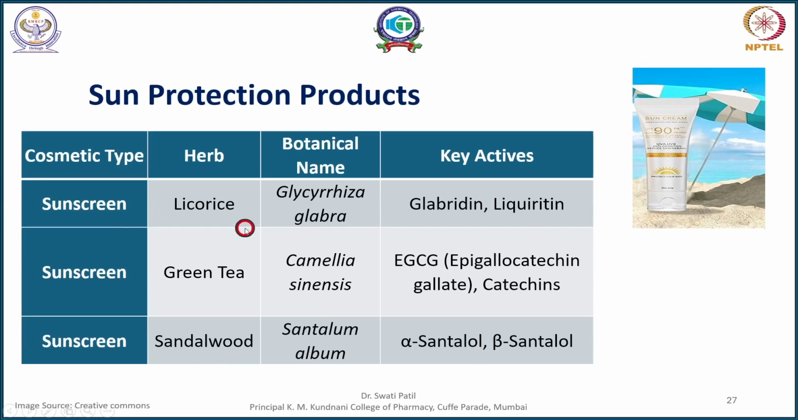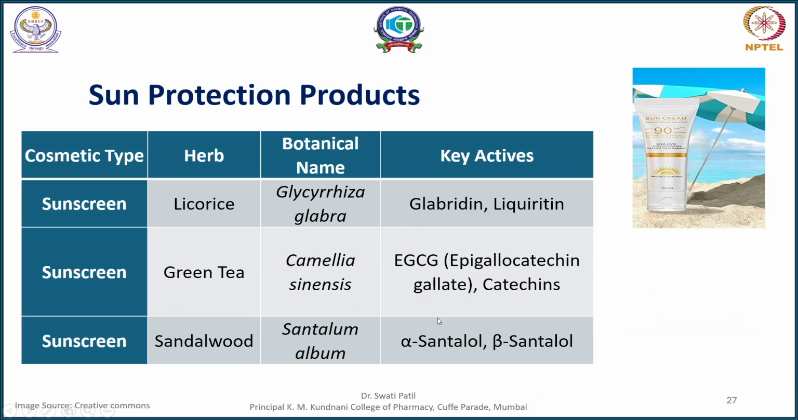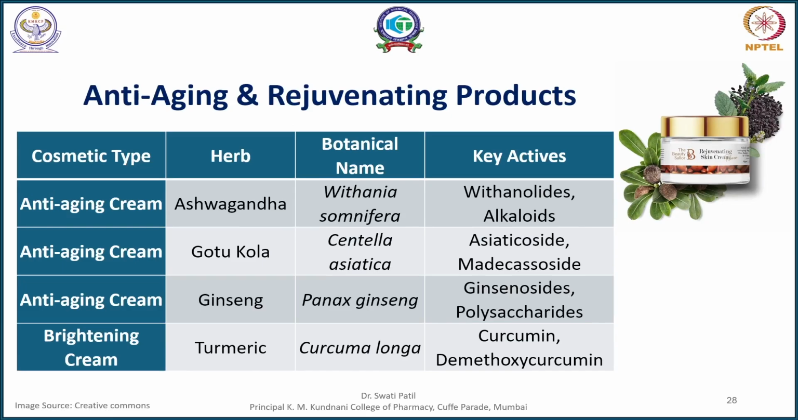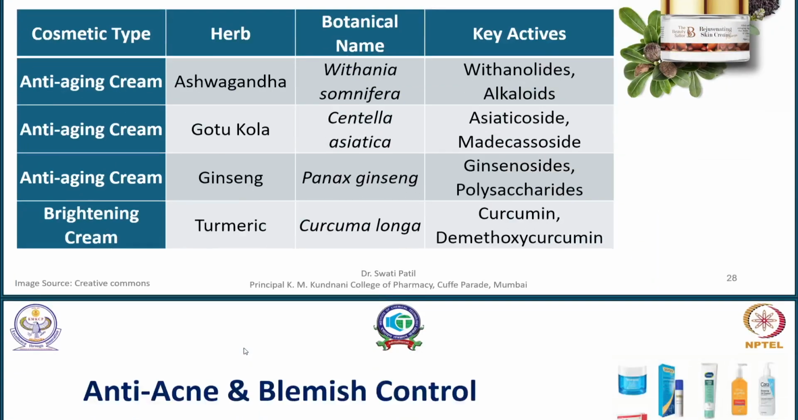The sun protection products use licorice, which has licochalcone, glycyrrhizic acid and glabridin. The green tea has catechins, sandalwood has alpha and beta santalol. Then anti-aging and regenerating products use ashwagandha, gotu kola, ginseng and turmeric again.